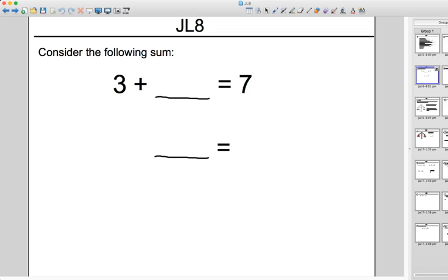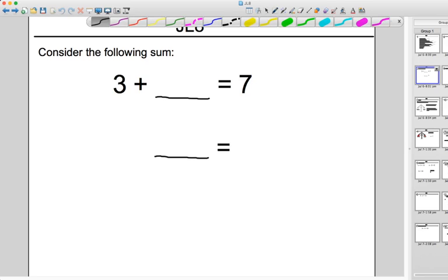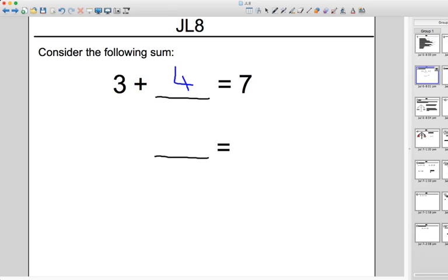I want you to consider first of all the following sum. 3 plus blank equals 7. You would have come across this sum in really grade 3, grade 4, early on in your math life, and very straightforwardly we can fill it in by saying that 3 plus 4 is 7. So the blank is equal to 4. Okay, we're happy with that so far.